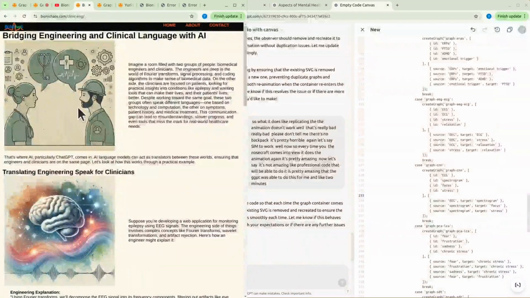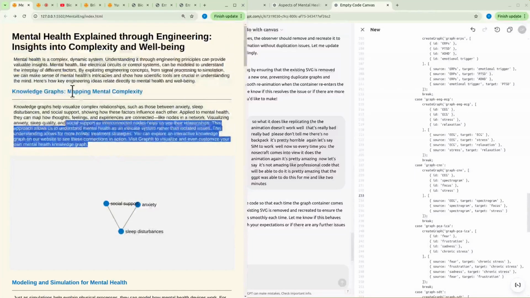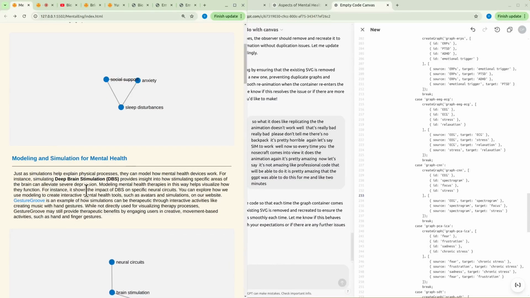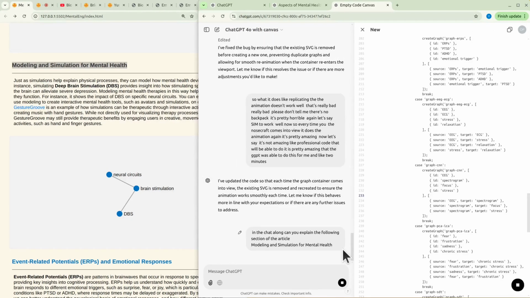Yeah, I was saying the knowledge graphs are much better than this generic AI generated images, or at least more useful. So this blog is actually talking about mental health, but I'm not a mental health specialist, I'm an engineer, so I want the blog to be written in engineering terms. That's why the knowledge graph is there. And we have linked to a knowledge graph tool in the chat. Can you explain the following section of the article? Yeah, the structure of it is not great.